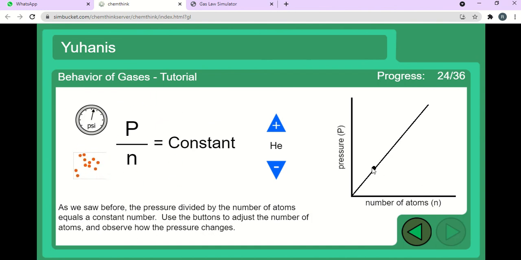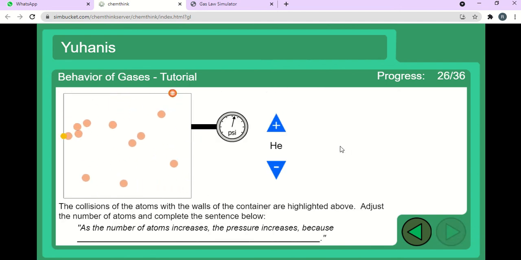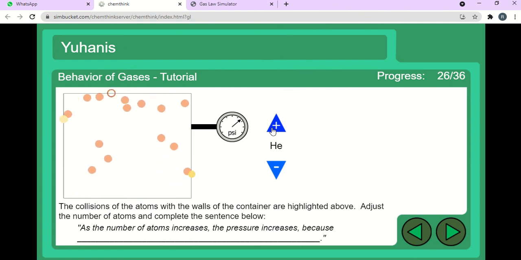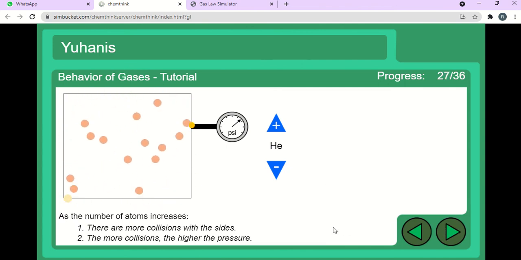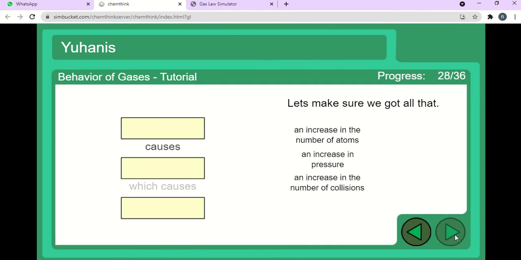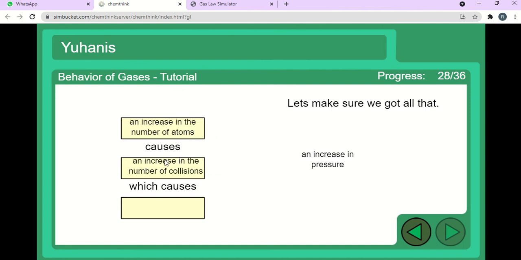Okay, same thing. With more atoms, look here, there are more collisions. Pressure is high. It also has a relation to the collisions between particles and the wall of the container. More collisions, so when we have more collisions, the pressure is higher. An increase in the number of atoms means an increase in the number of collisions, which causes an increase in pressure.